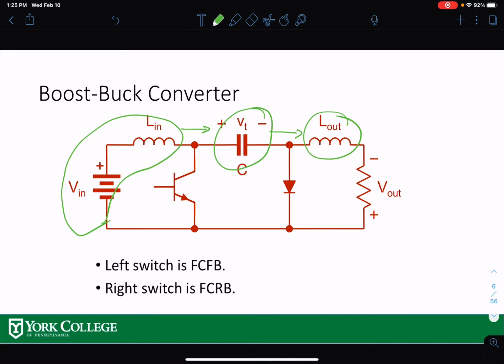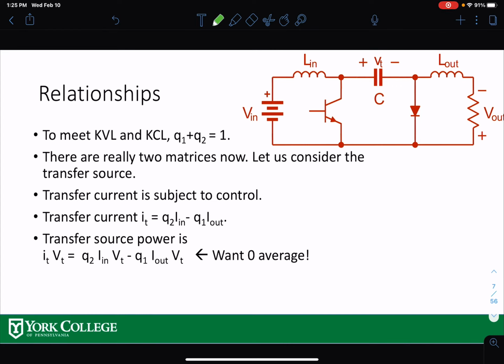So your left switch could be forward conducting and forward blocking. Right here we'll call it switch number 1. And the right switch would be forward conducting, reverse blocking, which is a diode. I will call it switch number 2. So let's get to the internal analysis over here. As you know, the switches are complementary. So Q1 plus Q2 should be equal to 1. So when one is on, the other should be off.